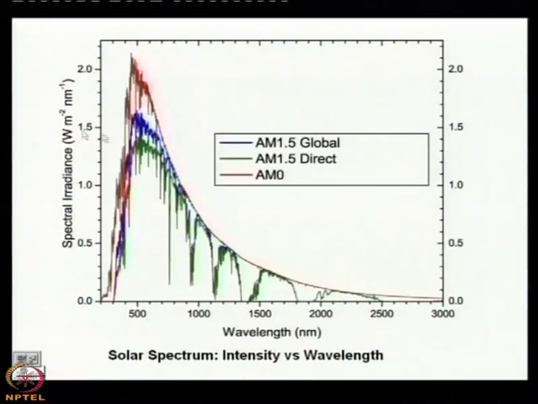But if you see from this diagram, the spectral irradiance versus wavelength curve, it is basically a spectral irradiance versus wavelength curve.